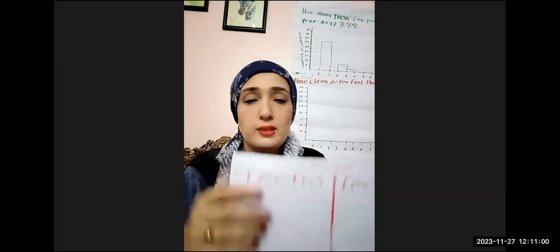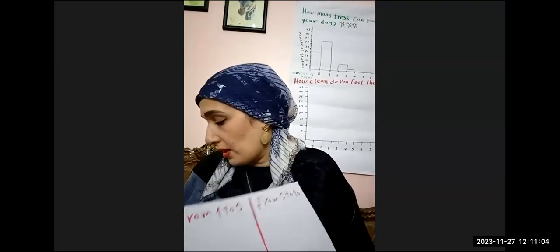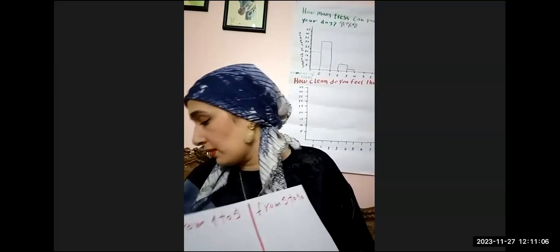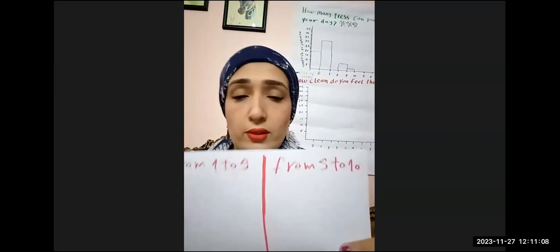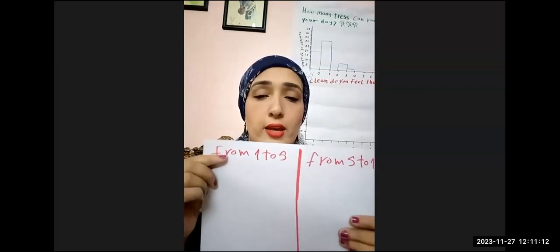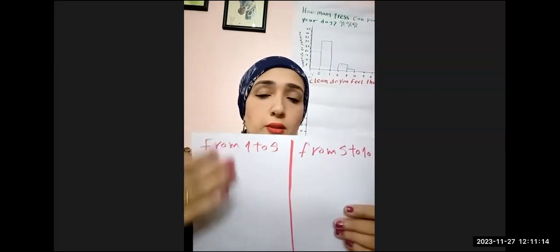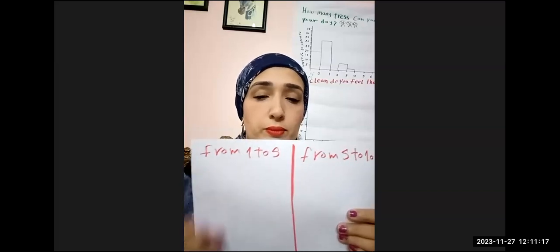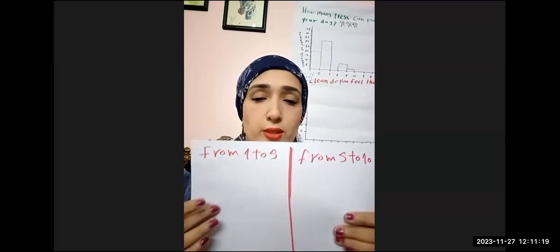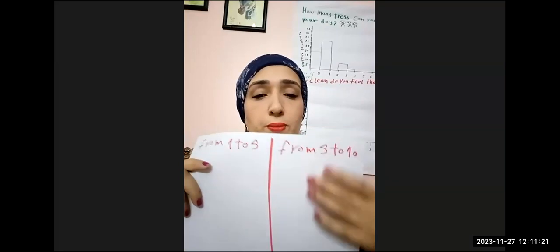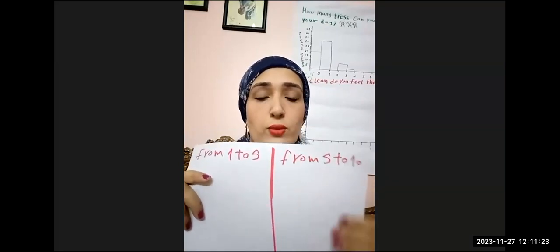The same idea is here. For the second question, from 1 to 10, how clean do you feel the air? If I say from 1 to 5, I will use this column. If I say from 5 to 10, I will use this column.